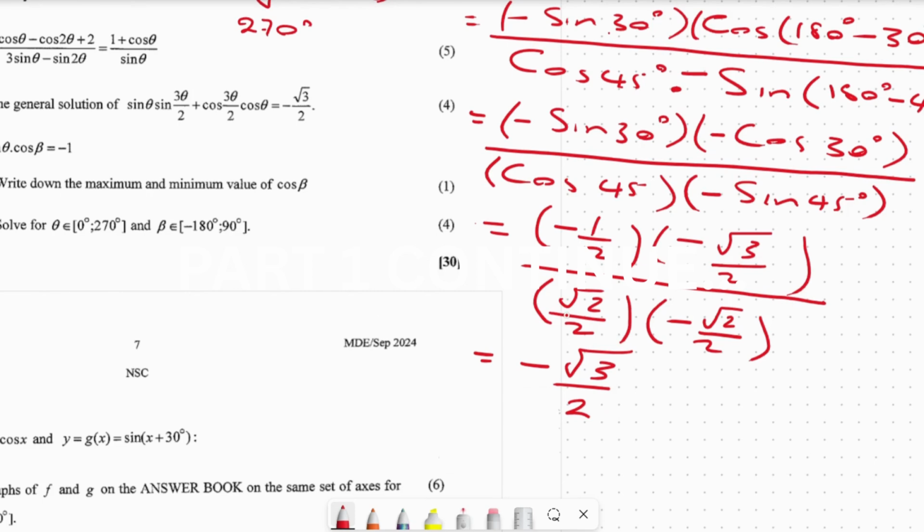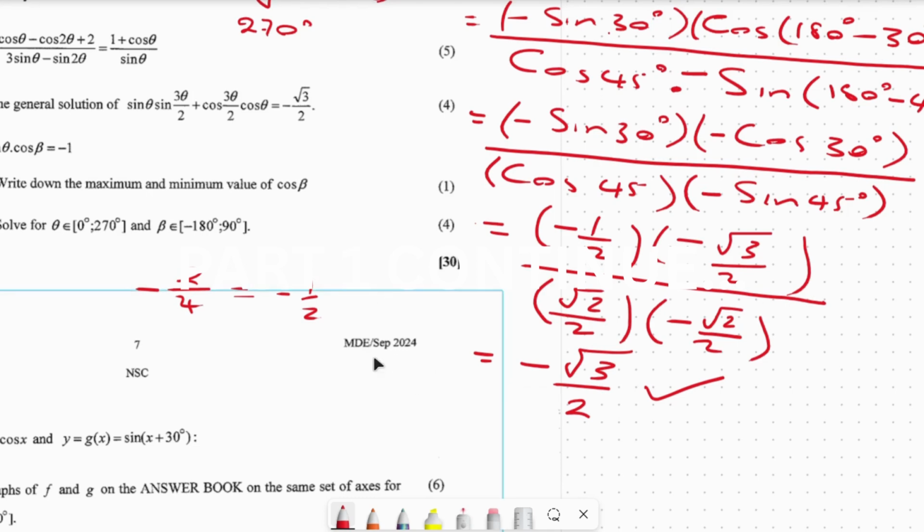All right, so how do you get that? This is going to be √2 times √2, that's going to be 2. 2 times 2, that's going to be 4. So it means this is going to be 2/4, that is, negative 1/2. So I can see here negative 1/2 and negative 1/2 will be cancelled out. Then I will be left with √3/2. So that's how I'm going to get the final answer for that one.